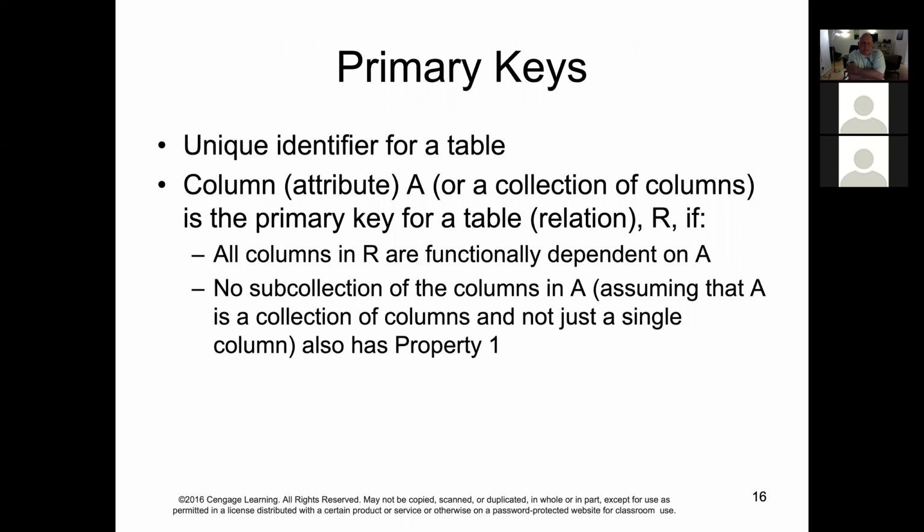Primary keys. This is important for you guys to know. You'll hear it and see it throughout all the lessons. A primary key is a unique identifier for a table. Column or attribute A, or a collection of columns, is the primary key for a table or relation R if all columns in R are functionally dependent on A, and no subcollection of the columns in A, assuming that A is a collection of columns and not just a single column, also has property 1. So what is a primary key? A primary key is a unique identifier for a table.